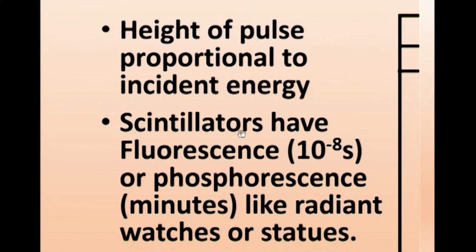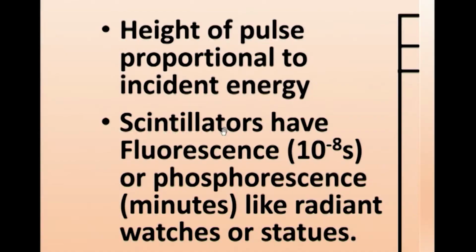Now scintillators have fluorescence or phosphorescence. Scintillator is a general word. When a charged particle falls, it will emit light, a spark of light. That scintillation can be fluorescence or phosphorescence. Two things. When you say fluorescence, it will be very short duration, 10 power minus 8 second. So when the particle strikes, on that spot we get like a lightning. It appears and vanishes.